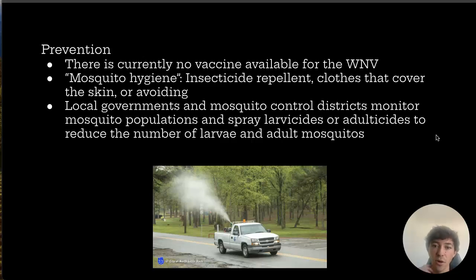Prevention. There's currently no vaccine available for humans. They call it mosquito hygiene, which is just wearing insecticide or clothes that cover your skin, or just avoiding going outside. Local governments and mosquito control districts monitor mosquito populations and spray larvicides or adulticides to reduce the number of larvae and adult mosquitoes. Right here, that's a truck with the spray. Some countries don't like spraying larvicides or adulticides because they think it affects their crops, so they're just willing to take that risk.